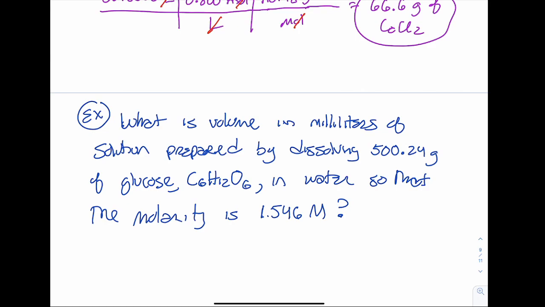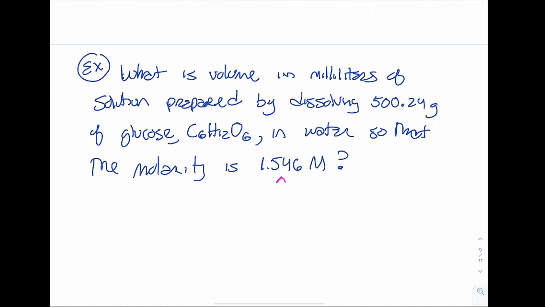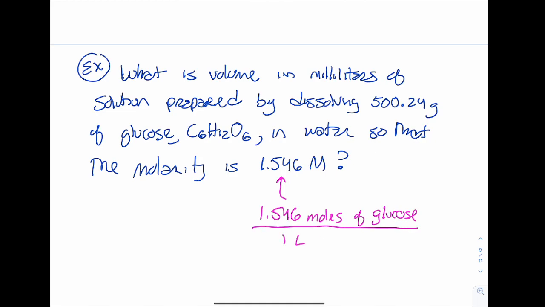So this time we're solving for volume of our solution. And we're taking 500.24 grams of my solute, which happens to be glucose, and the molarity of my solution is 1.546 molar. I had said that anytime we're given molarity as part of the problem, unless it's a dilution problem, which we will do, I promise, I would write these out. So this is moles of glucose for every 1 liter of solution, right? That's what that number tells me.